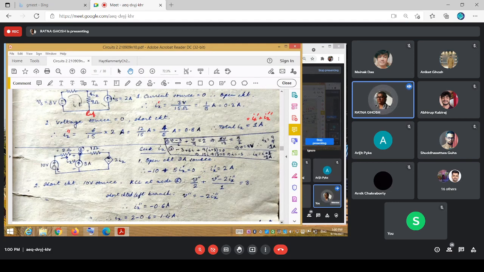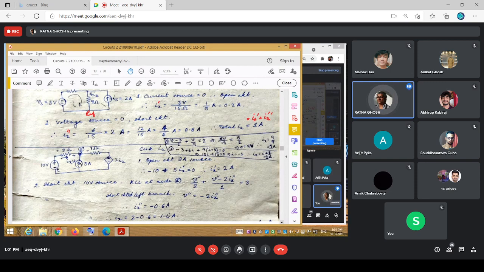So look at the effect of this one, killing this one. Killing this one means just opening it out. That means you just have one single loop. So that is minus 10 plus 2 Ix plus 1 Ix plus 2 Ix. So total 5 Ix dashed, so Ix dashed is equal to 2 amperes.